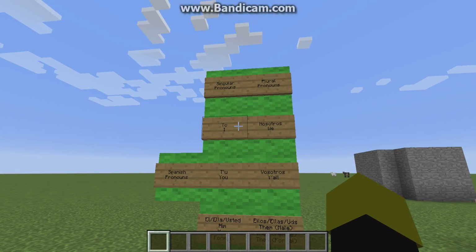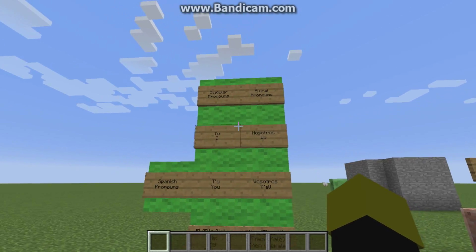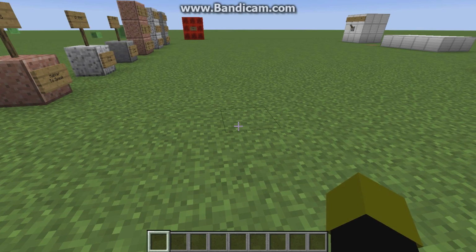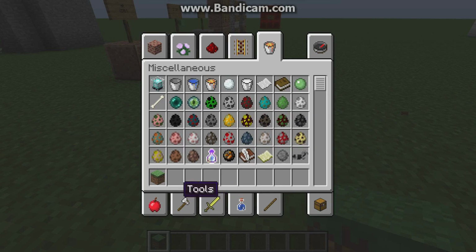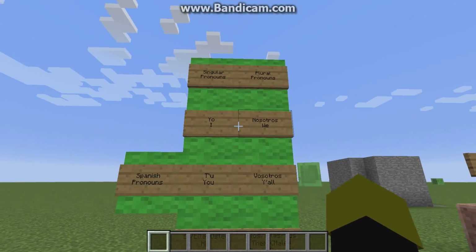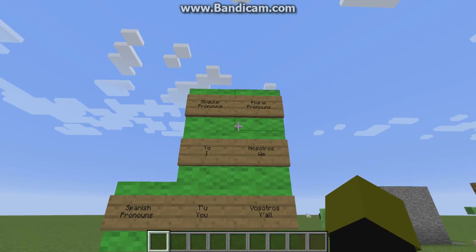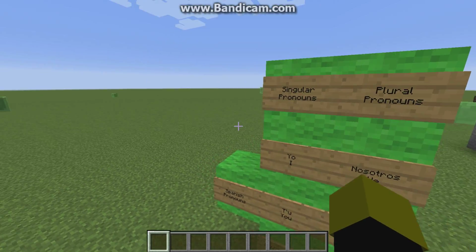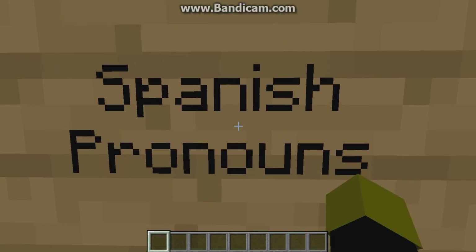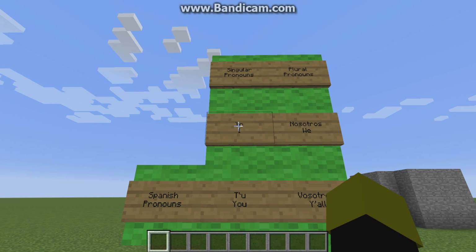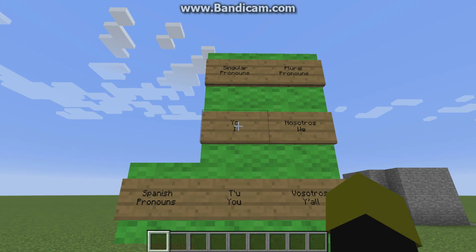Now these are all the Spanish pronouns. You can separate the Spanish pronouns into a chart, like a lot of people do, which is what I've done right here. It has the singular pronouns on the left side and the plural pronouns on the right side. The singular pronouns start with yo, which means I.